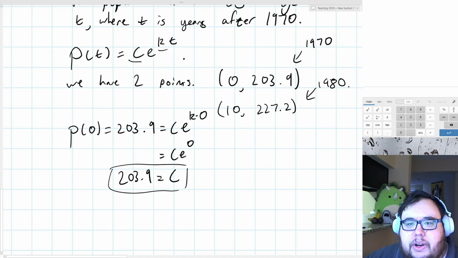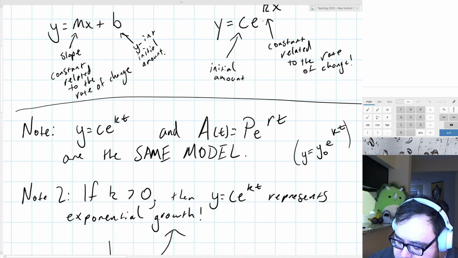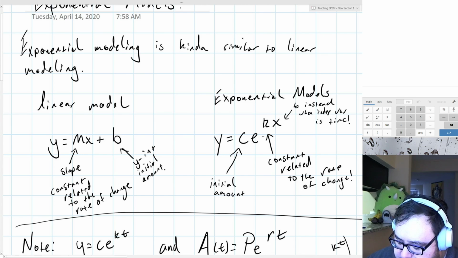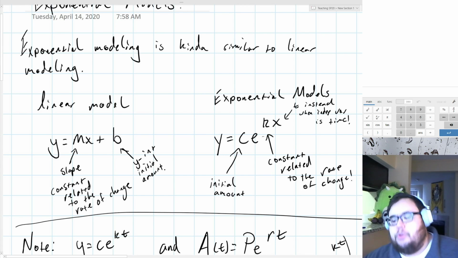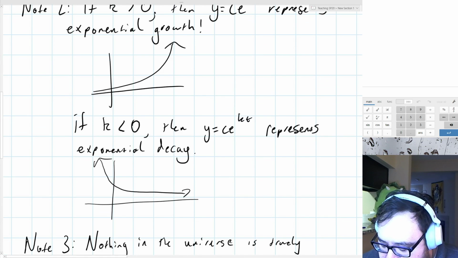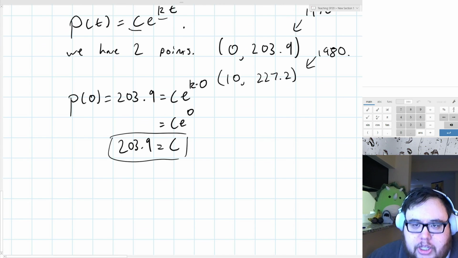You can skip this very first step of plugging in if you remember, when I mentioned the exponential model in the first place, this y equals c e to the kt, whatever, that c is the initial amount. In this situation, since t is years since 1970, the initial amount would be the population of the United States in 1970, which is 203.9. So just by the definition of what c is, you could have just plugged in 203.9 if you wanted to. I'm not going to take off any points if you don't show me the work for finding the c value, if you just know it's the initial amount.